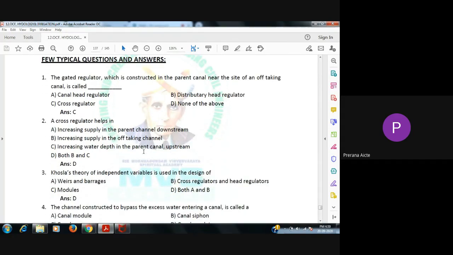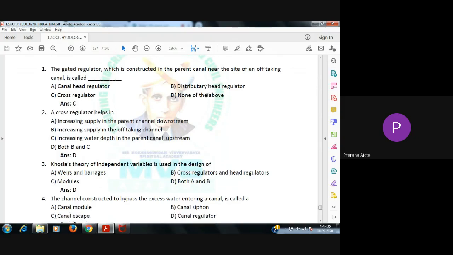Let's see the small question. The gated regulator, which is constructed in the parent canal near the site of an off-taking canal, is called cross regulator. In case of a distributary canal, it's called distributary head regulator. So it's a parent canal, cross regulator, distributary canal, distributary head regulator. But a cross regulator helps in increasing supply in the off-taking channel, increasing water depth in the parent canal upstream.